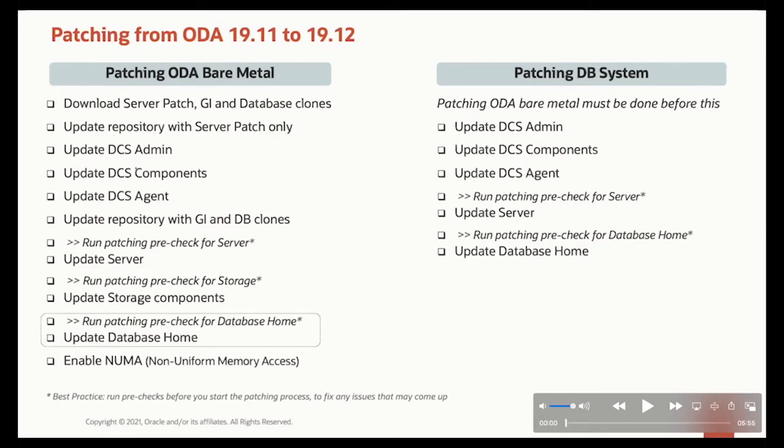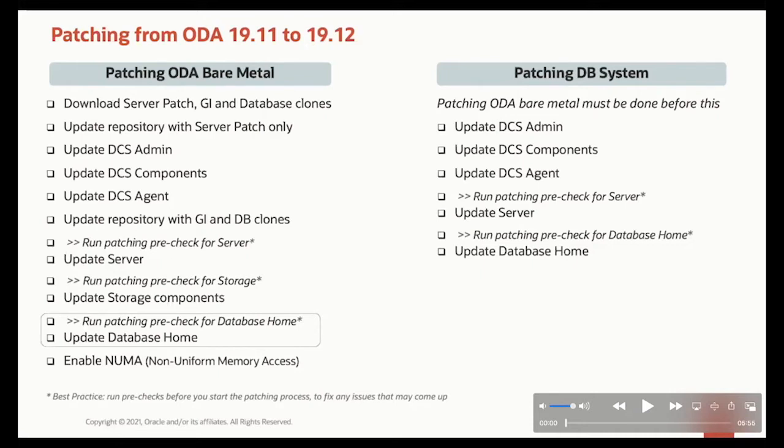Then we update those DCS elements, the admin components and agent. And then we update the repository with the GI and database clones. This is important. You cannot do it before. It has to be after the agent gets updated, to update the GI and database clones. And the next steps, we're going to update the server, the storage components, and the database.